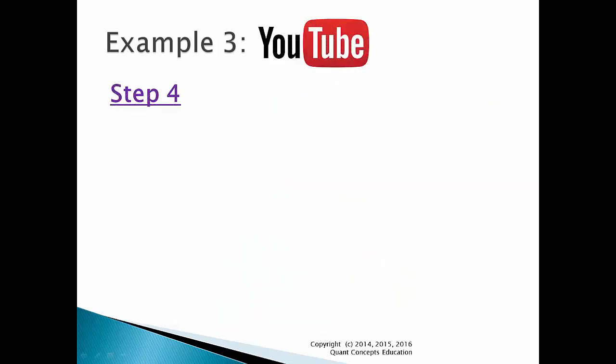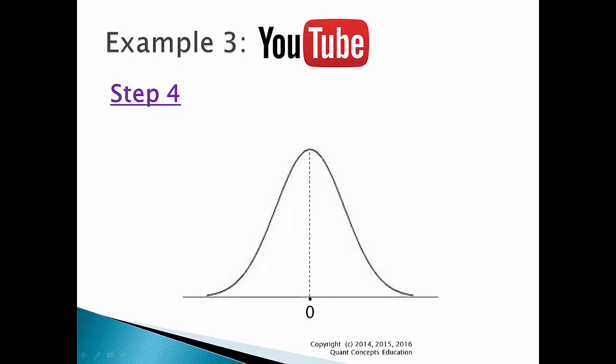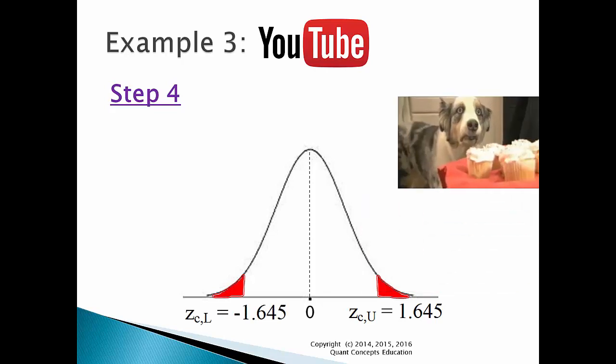Okay, so let's go back to our standard normal distribution. We've now figured out the value of this Z critical value. And using the symmetry rule, we know the lower Z critical value must be negative 1.645. So the upper Z critical value is 1.645, and the lower Z critical value is minus 1.645. Now that wasn't too scary, was it?